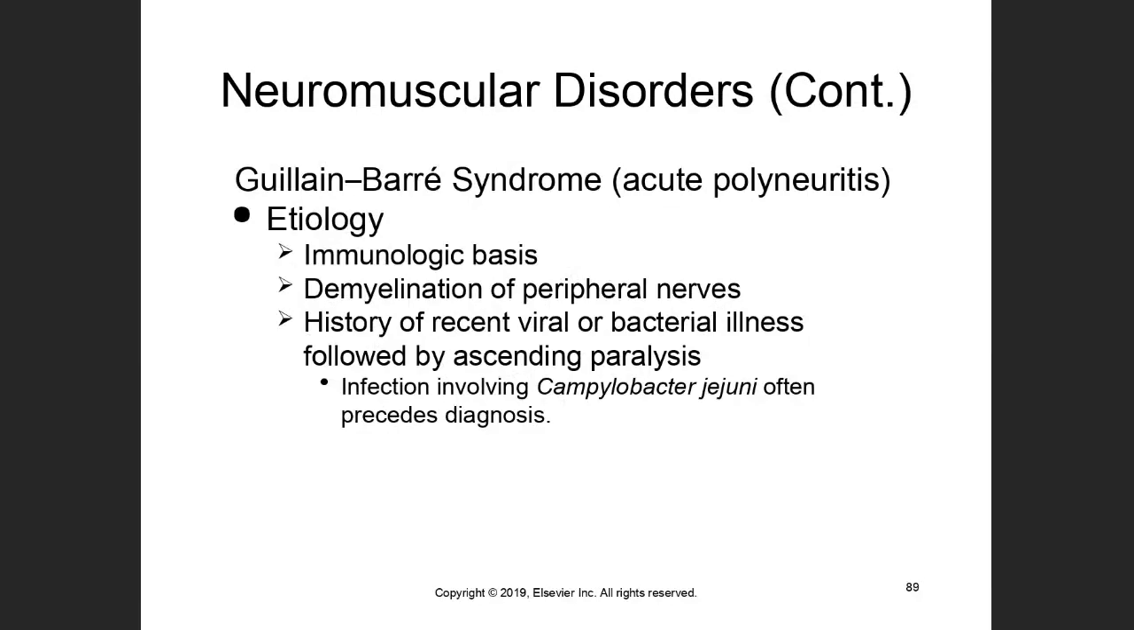Guillain-Barré syndrome is acute polyneuritis. It is an immunological disease with demyelination of peripheral nerves, and could be due to the bacteria Campylobacter jejuni, and also due to some vaccines. There are some vaccines that can produce Guillain-Barré disease. The main characteristic is ascending paralysis. The patient has muscle weakness, then paralysis that starts in the lower extremity and ascends to the upper body.